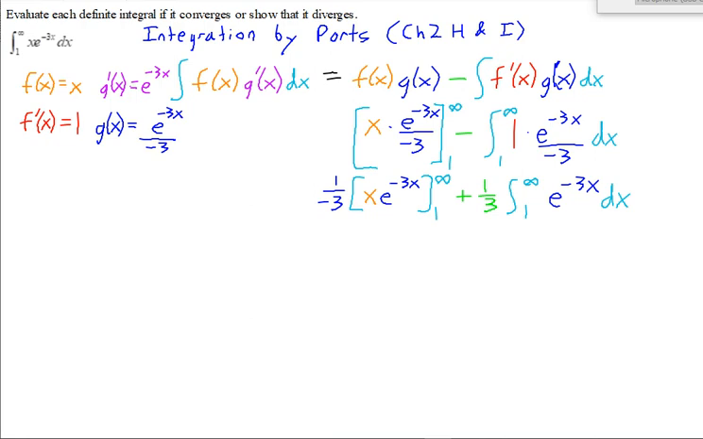So we've got 1/3 on the outside. And when you integrate e to the negative 3x, again, you can use the shortcut for u substitution. You can just make that e to the negative 3x stay the same, divided by the derivative of negative 3x, which would be negative 3. It's just a constant, so you can use the shortcut. From 1 to infinity. Again, you can pull out the negative 1/3, and times the 1/3 gives you negative 1/9. And then we're just left with e to the negative 3x.